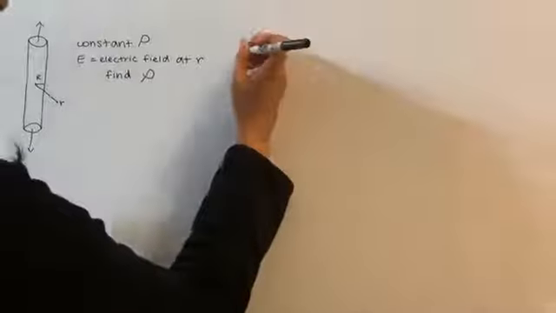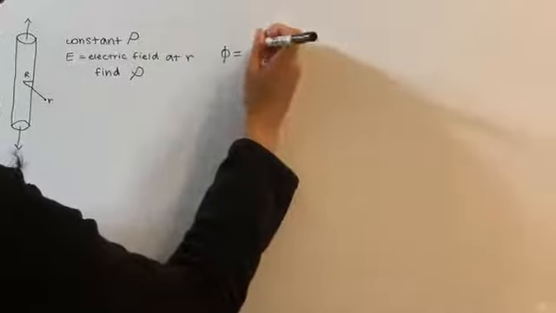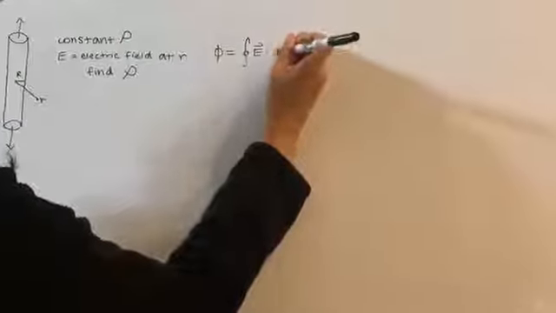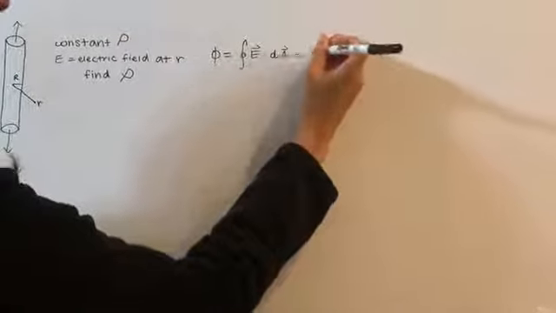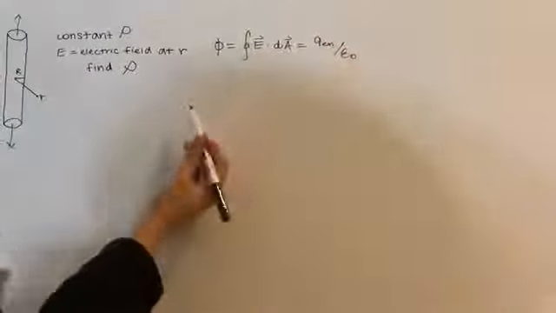So to do this, we're going to use Gauss's law. The equation for Gauss's law is the electric flux equals the surface integral of E dot dA, which is also going to equal the charge enclosed over epsilon naught.